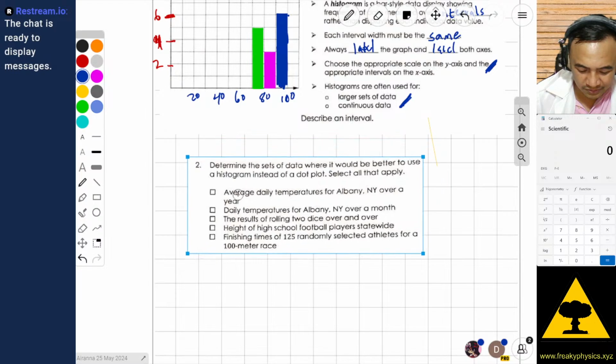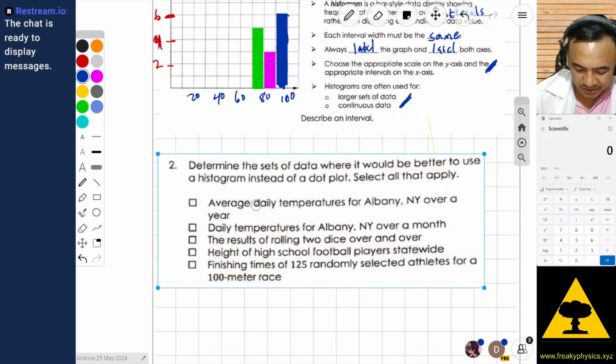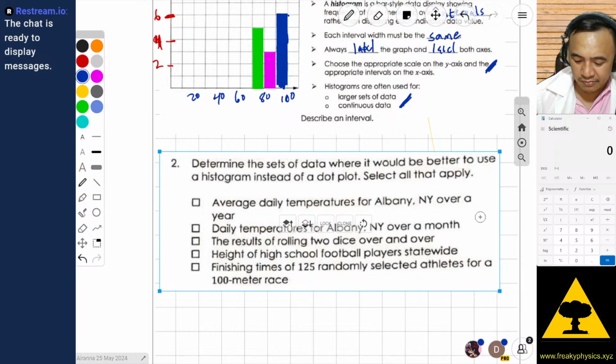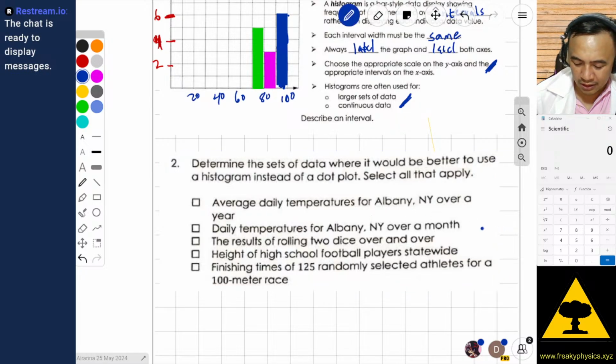Okay, it loaded. Here's the question. Determine the sets of data where you could use a histogram instead of a dot plot. So which ones would be used? Would a histogram be more useful?